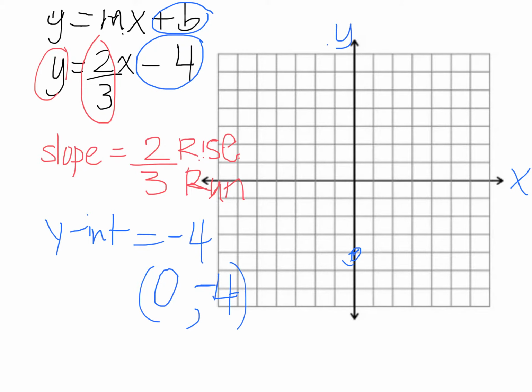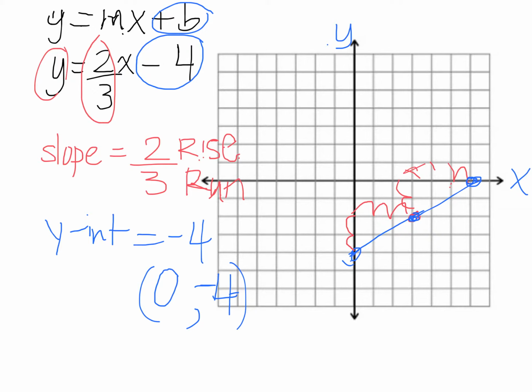Okay? We know that the line rises by 2, so is it going to go up or down? +2. And it runs +3. So am I going to go left or right 3? 1, 2, 3. There's a second point on the line. I can connect the points. Can I keep going? Rise 2. Run 1, 2, 3. There's the next point on the line.